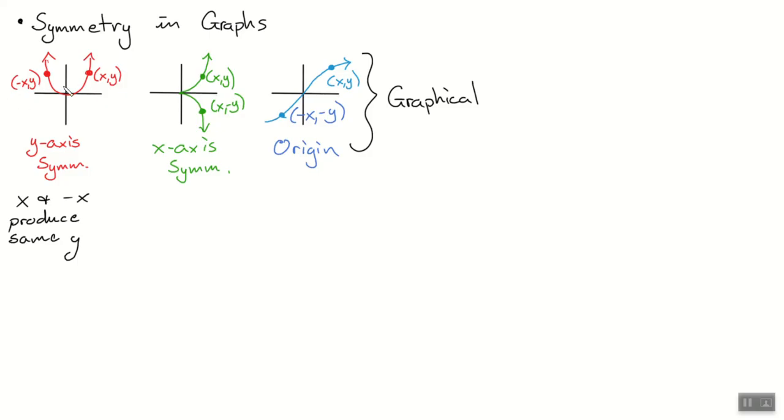If I plug in a 2 and I get 4, I know that when I plug in a negative 2, I'm going to get 4 again. Okay, x and negative x spit out the same value. How would you word this one?